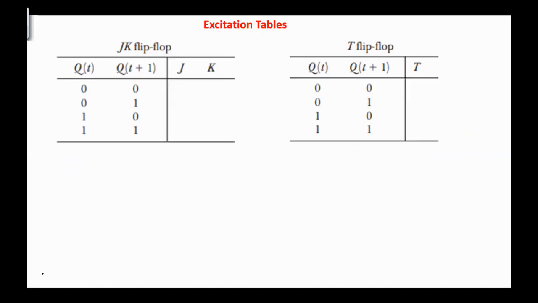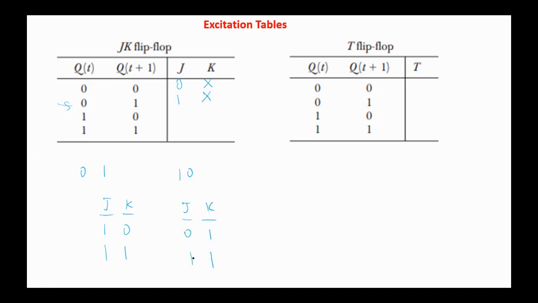For example, the excitation table for the JK flip-flop. Here we have Q of t plus 1, and we need to find JK. If the present state is 0 and the next state is 0, this can happen if JK is 00, store state, or 01, reset state. So we'll have 0 and K don't care. Now from 0 to 1, this is the set state 1, 0 or store complement 1, 1.